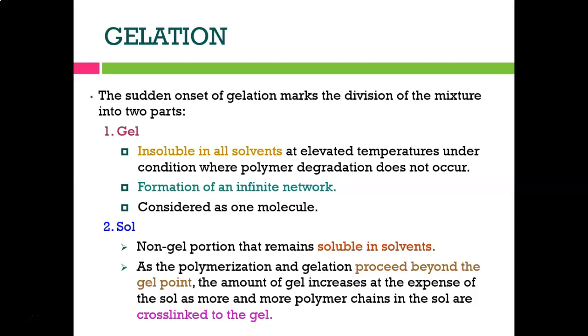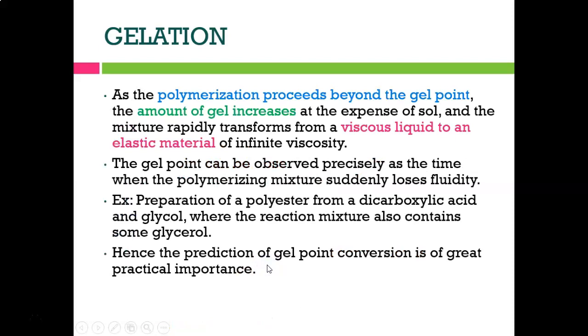So as the polymerization and gelation proceed beyond the gel point, the amount of gel will increase at the expense of the sol, as more and more polymer chains in the sol are cross-linked to the gel. The mixture rapidly transforms from a viscous liquid to an elastic material of infinite viscosity. And the gel point can be observed precisely as the time when the polymerizing mixture suddenly loses fluidity, which means that it tends to become hardened.